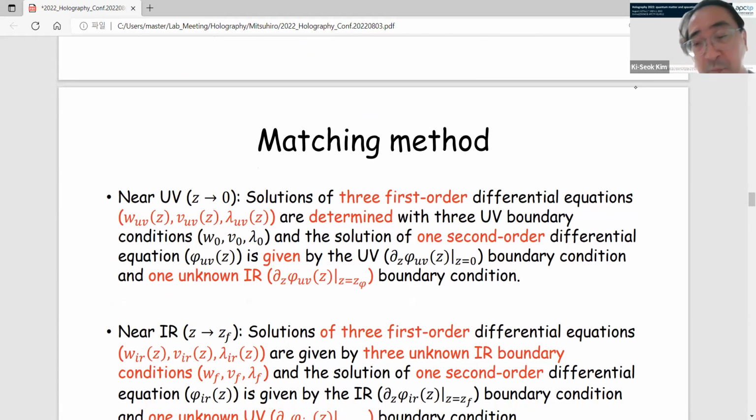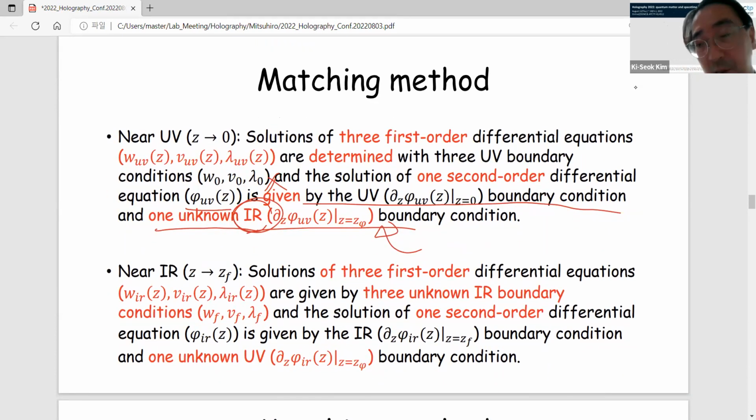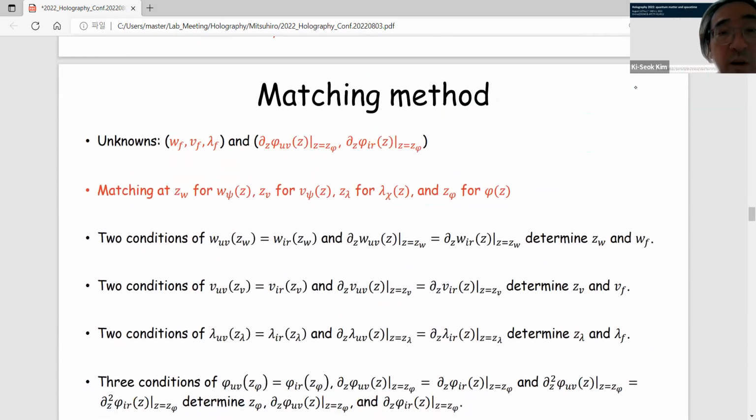Near UV, the solutions of the three first order differential equations are completely determined by the three UV boundary conditions. The solution of the one second order differential equation, the chiral symmetry breaking field, is given by the UV boundary condition, but with one unknown IR boundary condition. This should be determined by the matching method. Near IR, in the same way, the solutions of the three first order differential equations are given by three unknown IR boundary conditions, and the second one has a known IR boundary condition but an unknown UV boundary condition. If we require matching between the UV and IR solutions, the unknowns are these, in total 1, 2, 3, 4, 5.